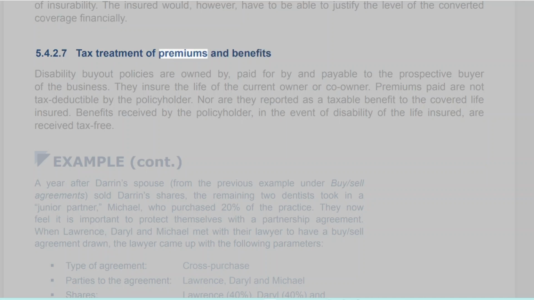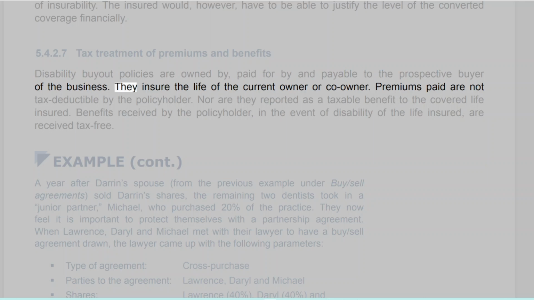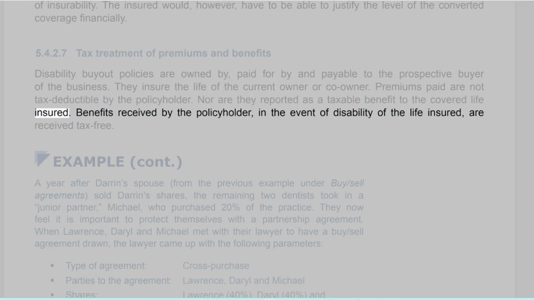5.4.2.7 Tax treatment of premiums and benefits. Disability buyout policies are owned by, paid for by and payable to the prospective buyer of the business. They insure the life of the current owner or co-owner. Premiums paid are not tax-deductible by the policyholder. Nor are they reported as a taxable benefit to the covered life insured. Benefits received by the policyholder, in the event of disability of the life insured, are received tax-free.